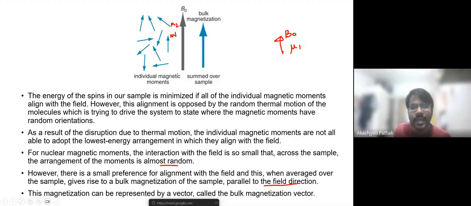So this magnetization is represented by a vector called the bulk magnetization vector. So, all in all, what it is trying to say is that the magnetic nuclei will have different magnetic moments which are oriented in different directions because of the thermal fluctuation.